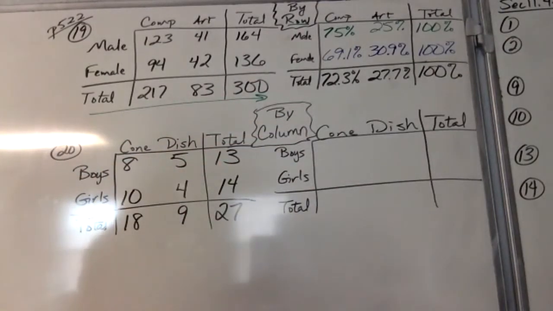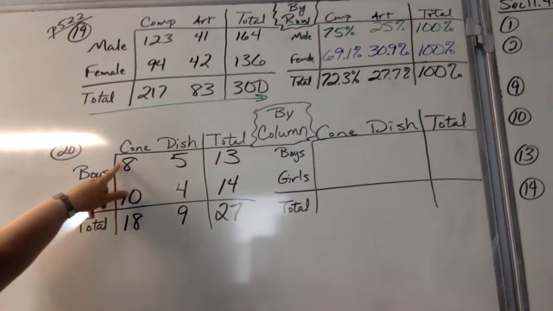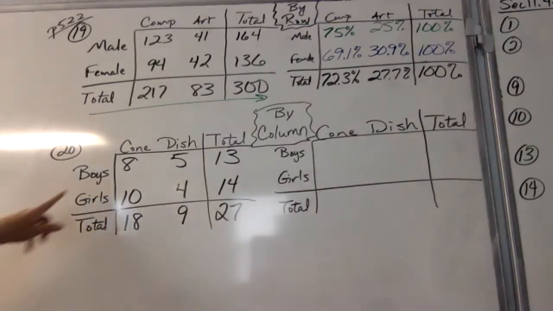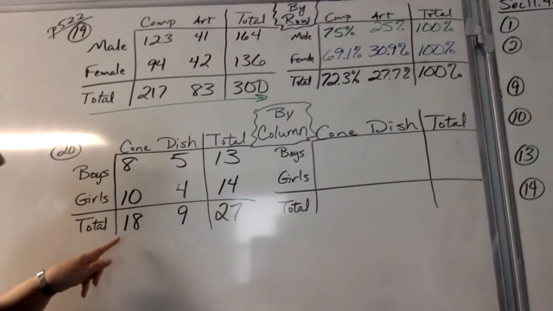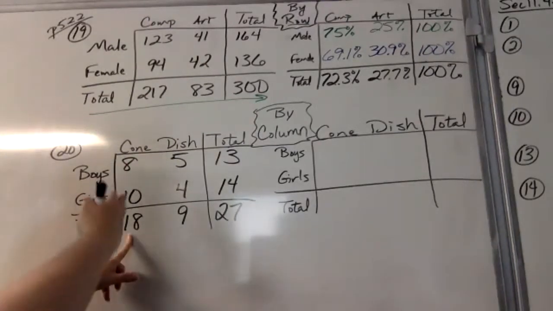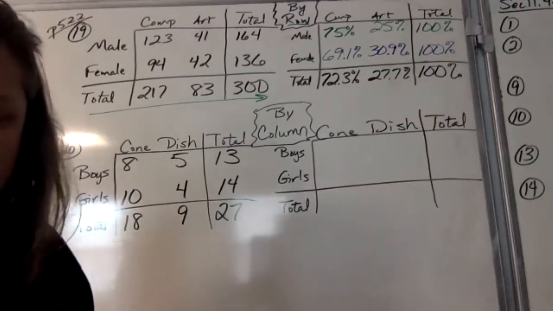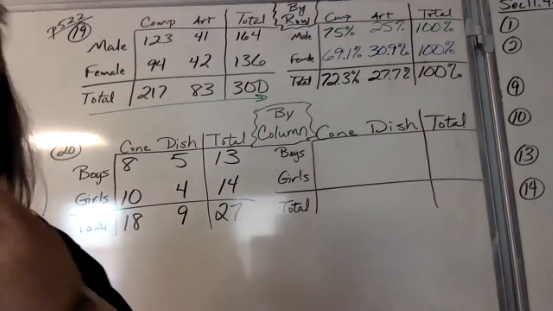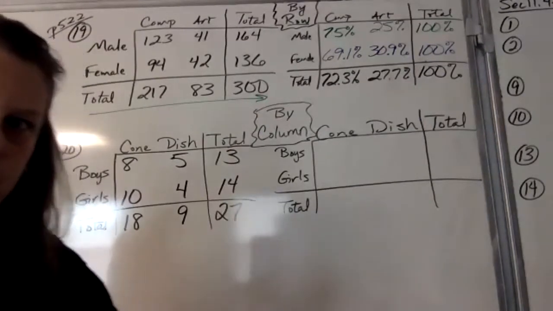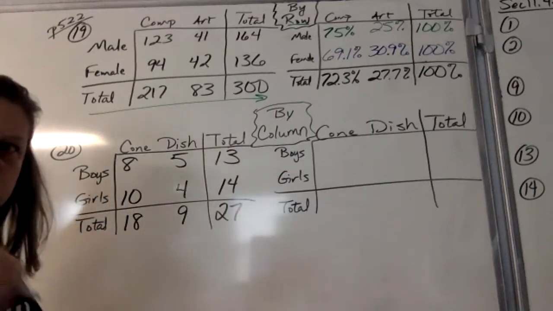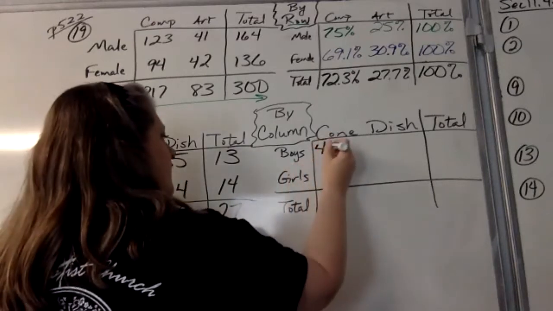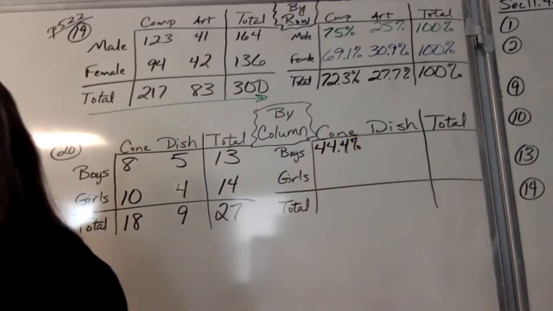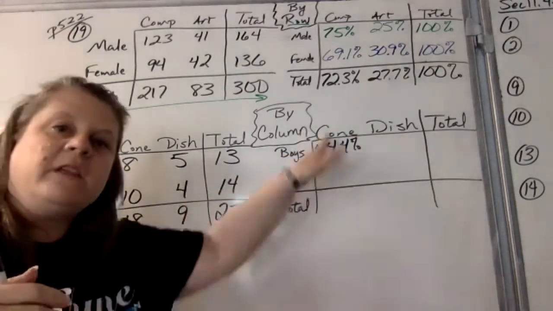So on number 20, I'll take 8 for the boys that had the ice cream in a cone or whatever it is. Okay, so I'm going to have 8 divided by 18 because I'm doing by the column. So I'm doing by the column totals. So 8 divided by 18, get your little decimal, and it's 0.444444444 forever. So 44.4%.